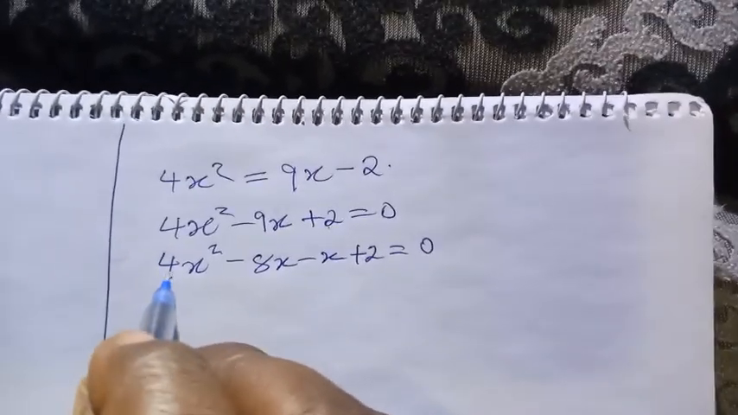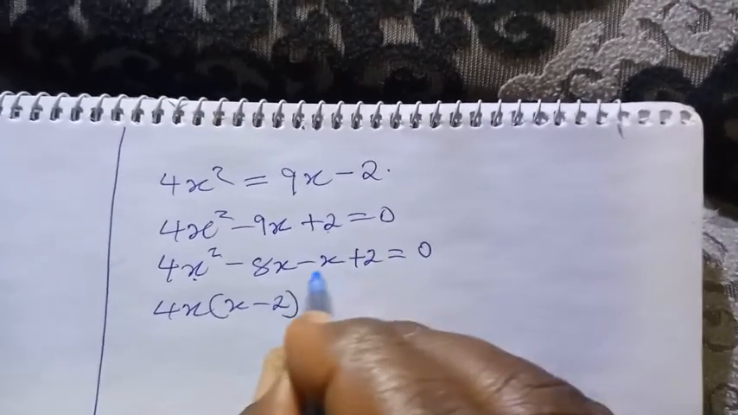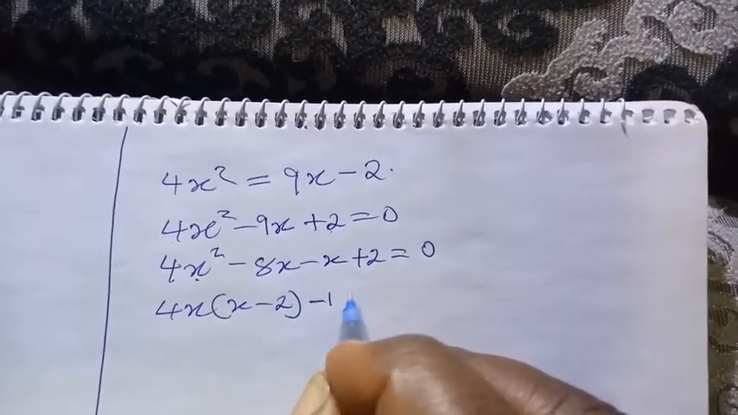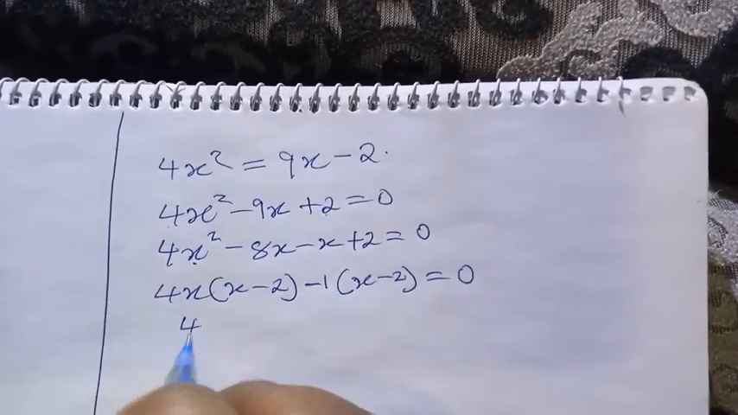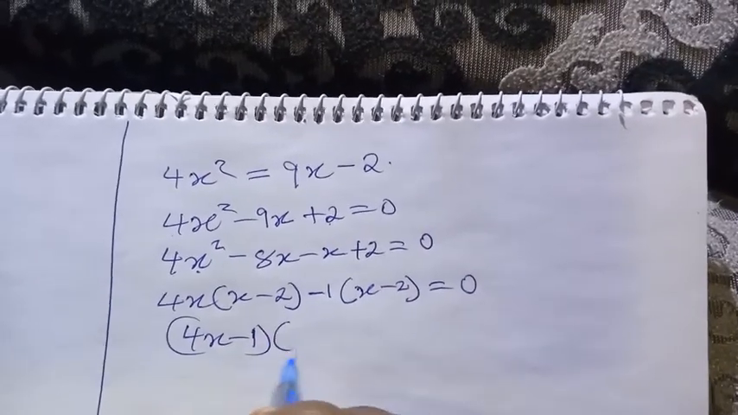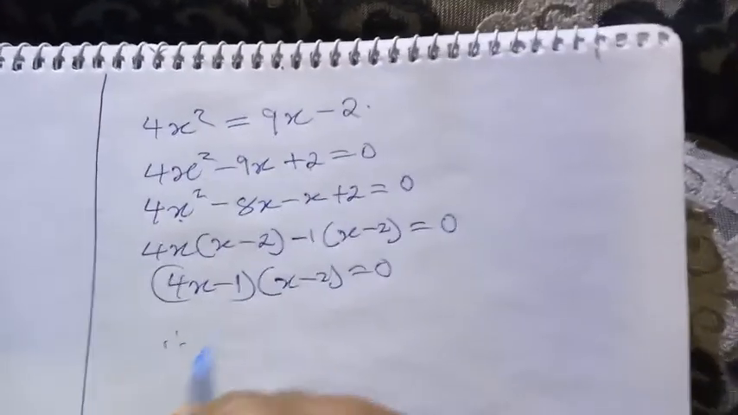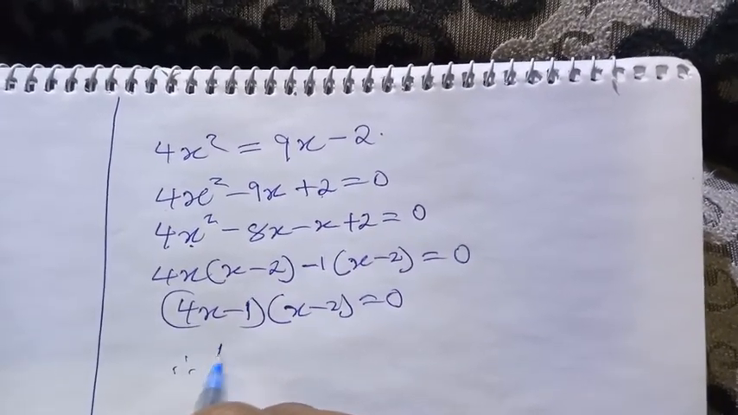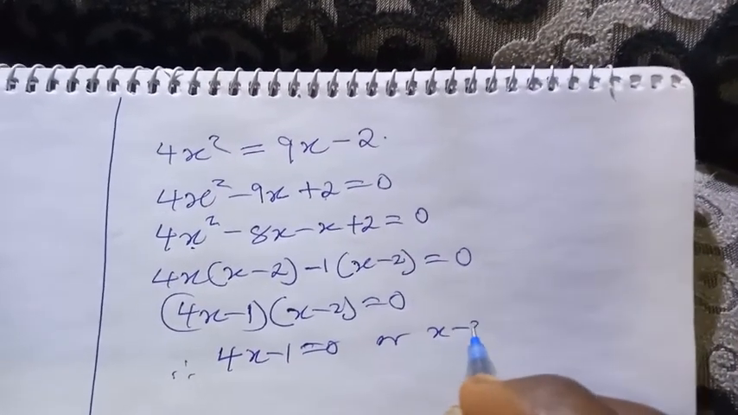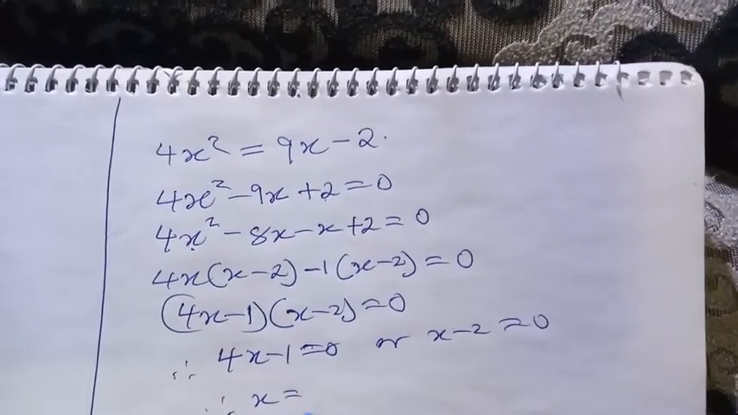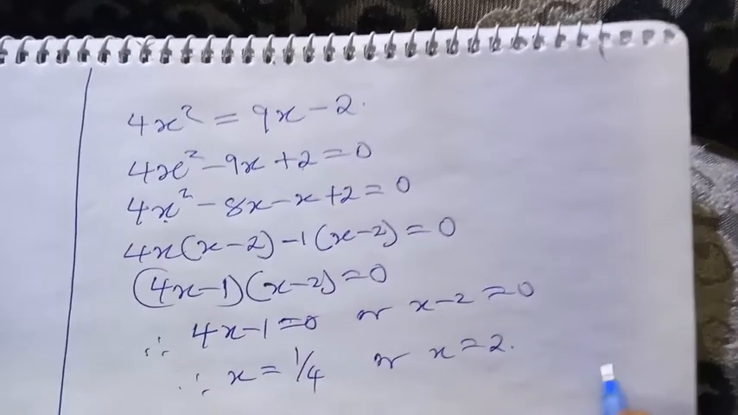So we can have 4x can go in here, 4x, x minus 2. And then this only one can go, minus 1 bracket x minus 2 equal to 0. So we can have 4x minus 1, then x minus 2 is equal to 0. And therefore, we have two solutions for this. Let me first of all write it like this: 4x minus 1 equal to 0, or x minus 2 is equal to 0. And so x is equal to 1 over 4, or x is equal to 2. All right, thank you.